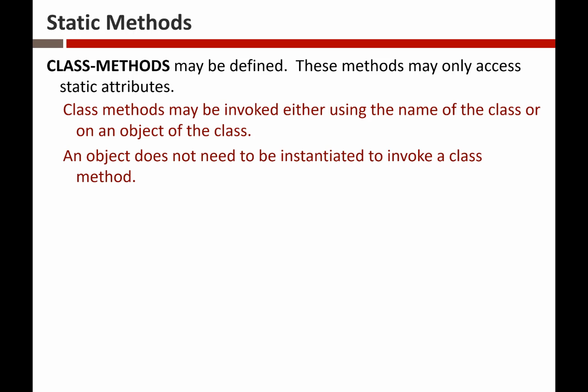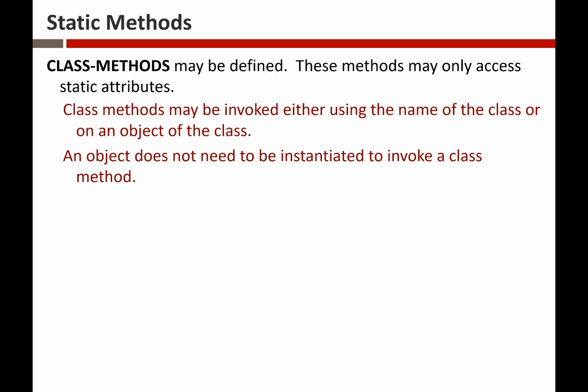I can also create a class method. Now, a class method looks every bit like a regular method, only instead of the keyword method, it's going to use the keyword class-methods. But what's unique about a class method is these methods can only access static attributes. So you might say to yourself, why do I need class methods? What would be the value of this?